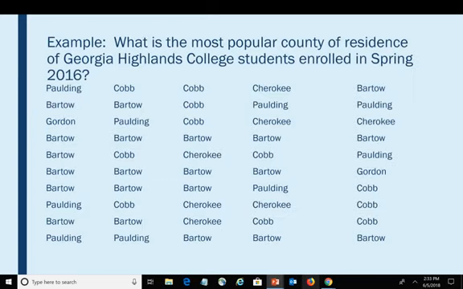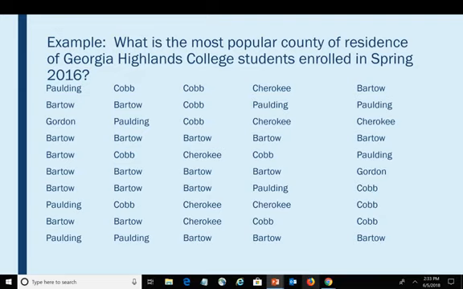This is the raw data. These are the responses that I recorded from students about the county in which they live. And you'll notice there's really no rhyme or reason to it, and it would be very difficult to look at this list and answer the question. So that's why we want to try to organize it into a table form, which can help us come to an answer or get the final answer for our question.